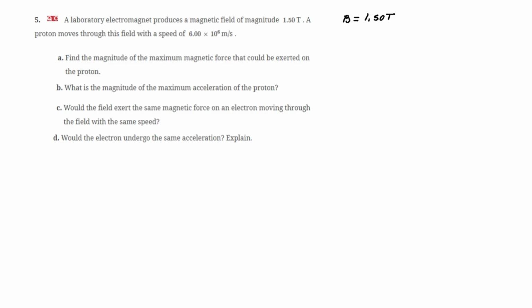Now they say that the proton moves in this field with a speed. So we're talking about the scalar, right? So a speed, not the velocity, so no direction. 6.00 times 10 to the 6 meters per second. This is what we know. These are the numbers.